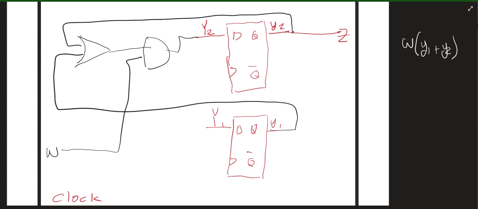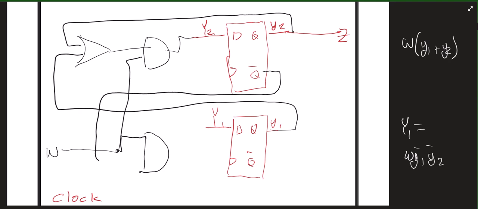And our y1 was W, Y1 bar, Y2 bar. So I will have a 3 input AND gate with W. I am the worst at these. And that's Y2 bar. And that's Y1 bar.